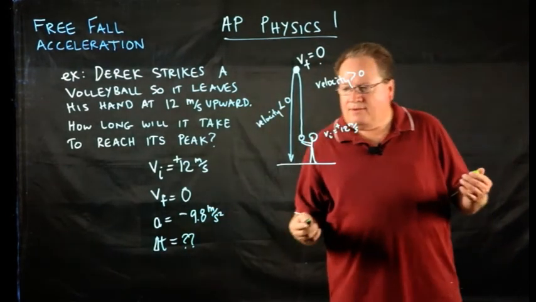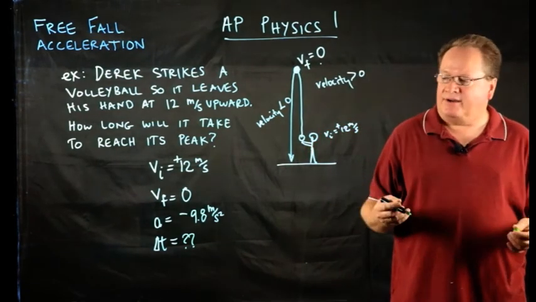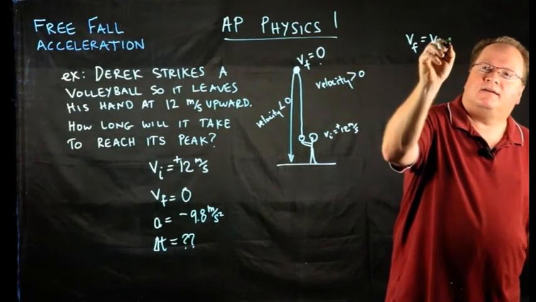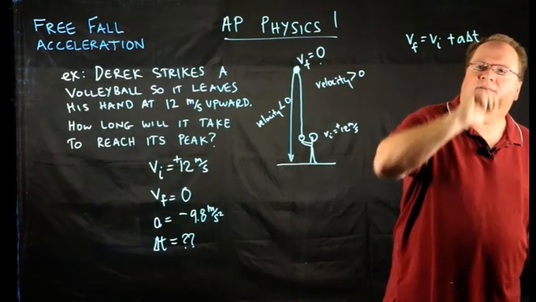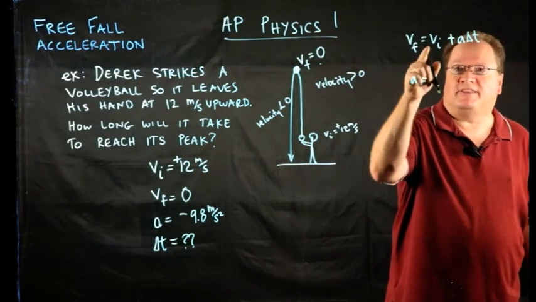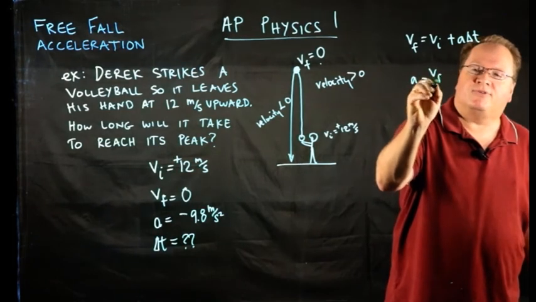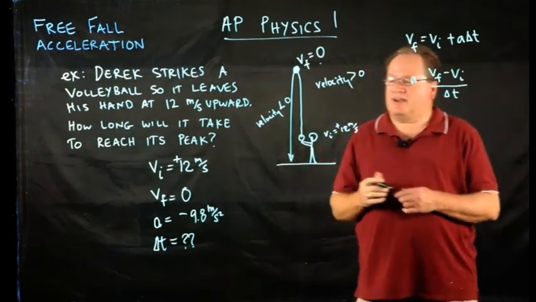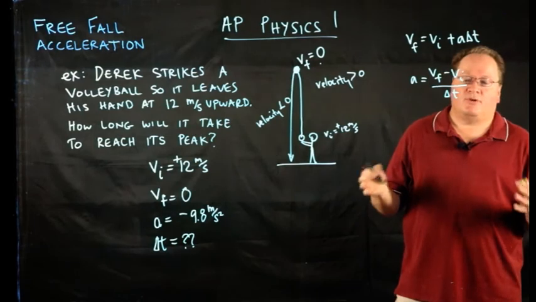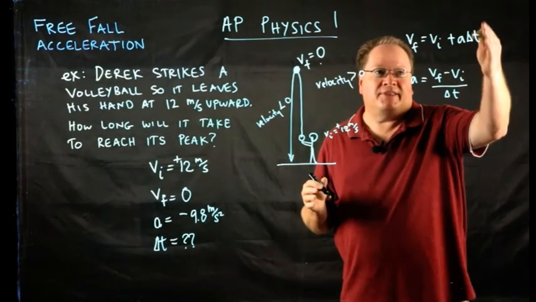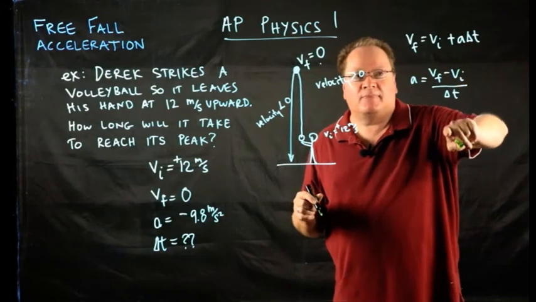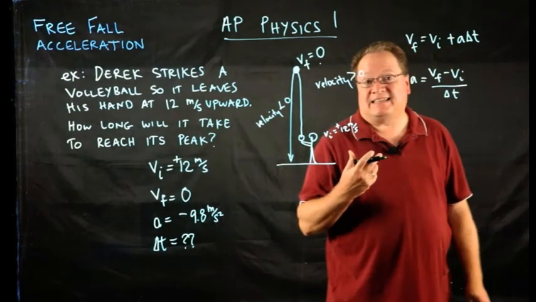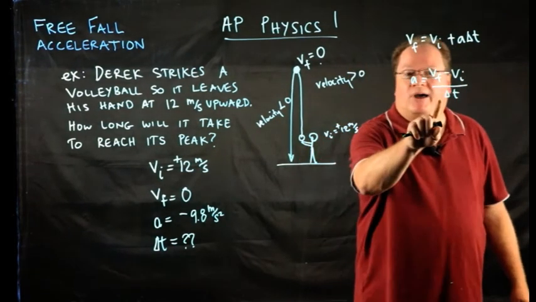All right, so we have our formulas here. We can either use this one, Vf equals Vi plus a delta t, or use the acceleration formula that this came from, which is a equals Vf minus Vi over delta t. And our objective here is to solve for delta t. So we could pick either one of these two. They both have delta t in them, and we know everything else. I'm going to use the one that has the easiest math, and for me, that would be the bottom one.